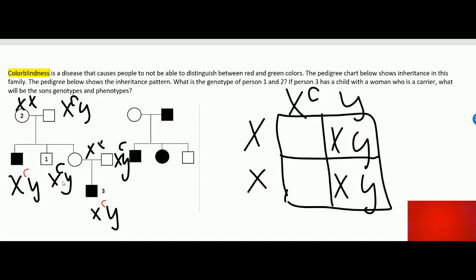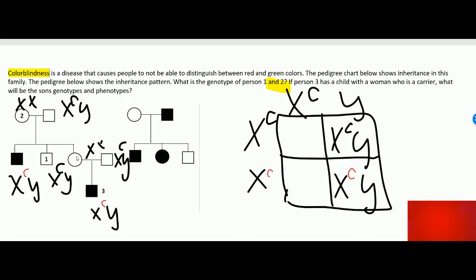So one of the boys has an uppercase normal allele, and one of the boys has that disease allele from the color blindness. So boys can only get their X chromosomes from mom. So already right here we know that mom has to have one lowercase c and one uppercase C. So now we have her genotype, and she is person number 2.